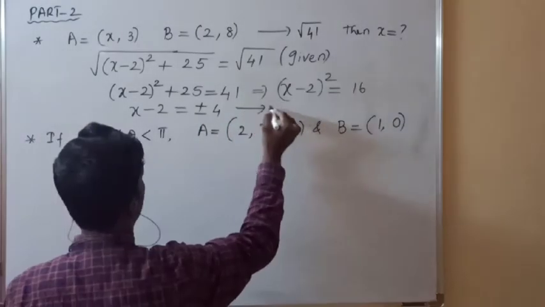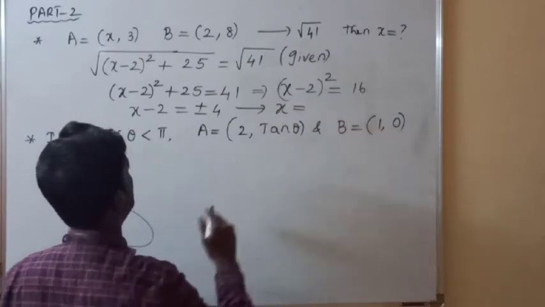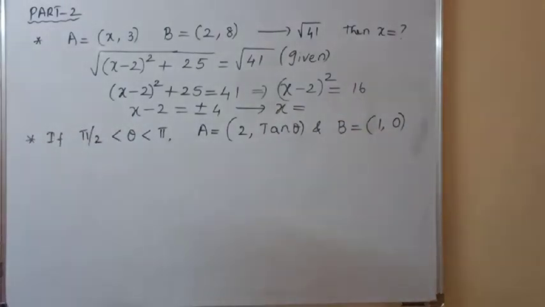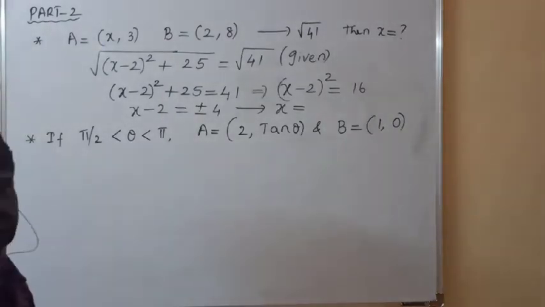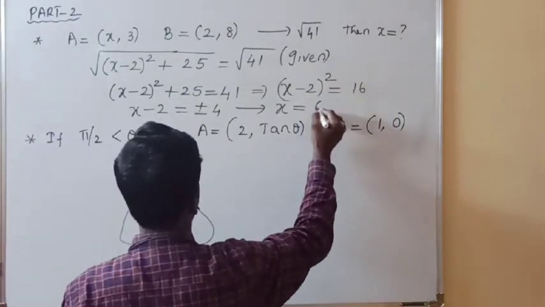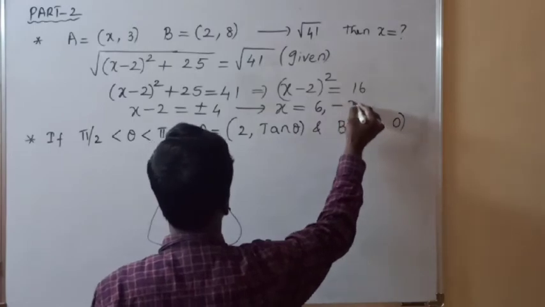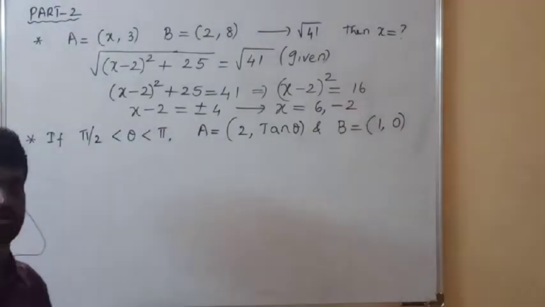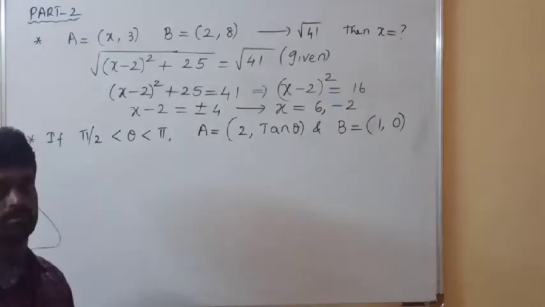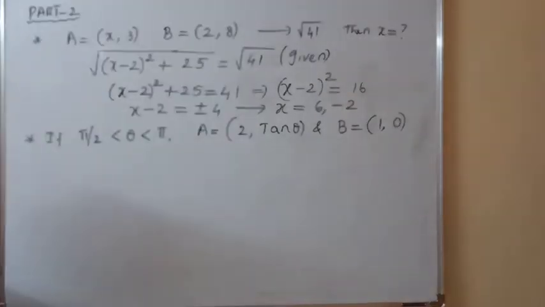So this implies that x is equal to 2 plus or minus 4. If you transfer minus 2 to this side, it will become plus 2 only. So 2 plus or minus 4. 2 plus 4 is how much? 6. 2 minus 4 is how much? Minus 2. So thus the x value is either 6 or minus 2. Okay. Look at the next problem.